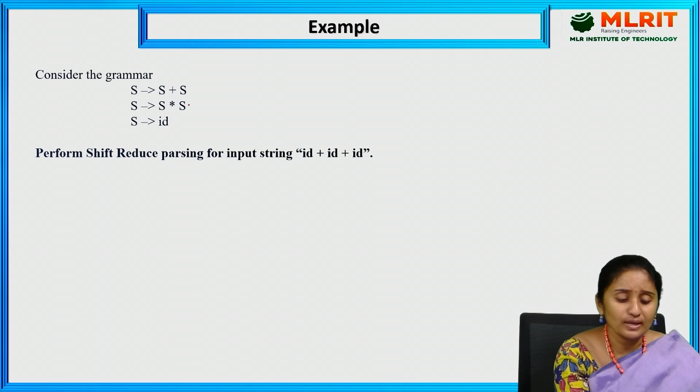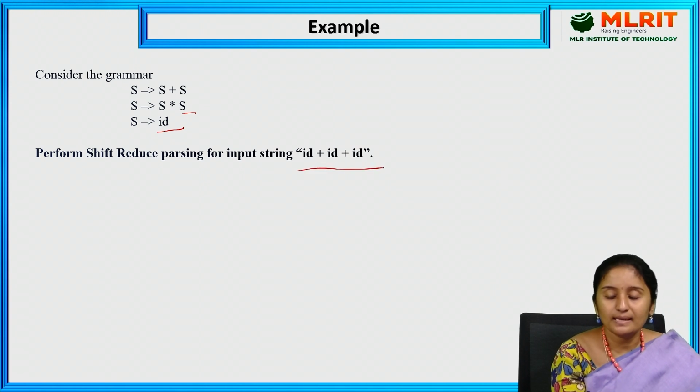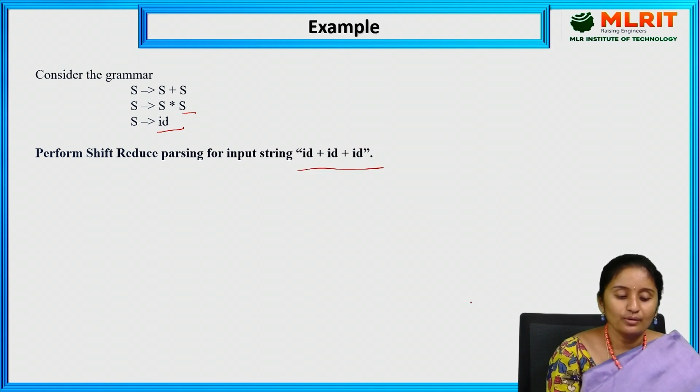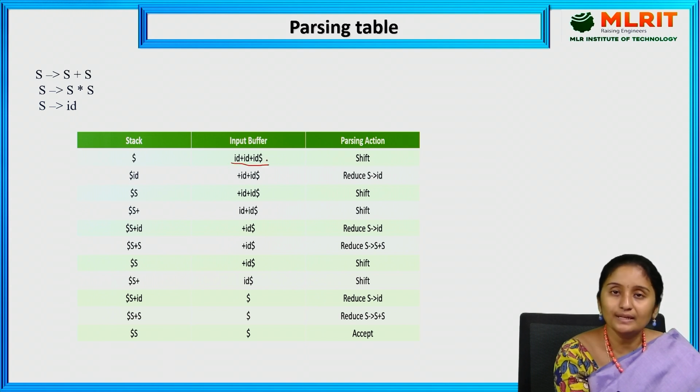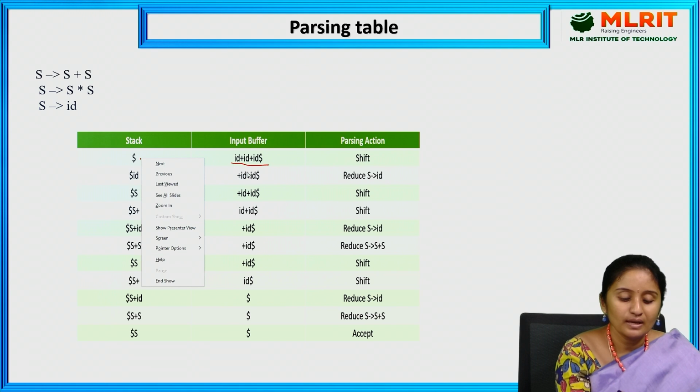We have one more example. S tends to S plus S, S star S, and ID. The input string is ID plus ID plus ID dollar, and the top of the stack is dollar. So what we are going to do first is shift ID here.